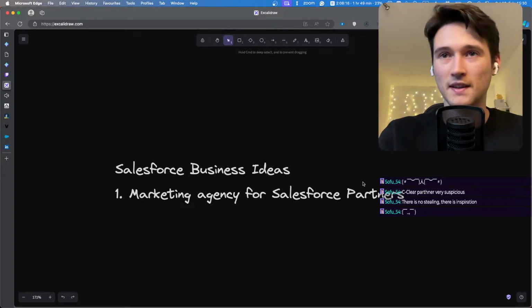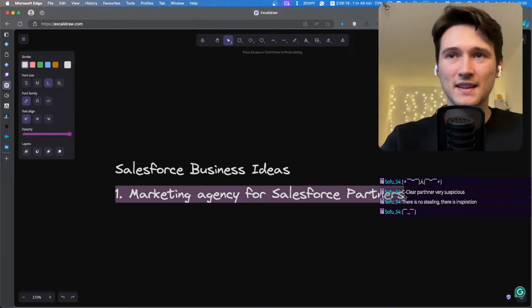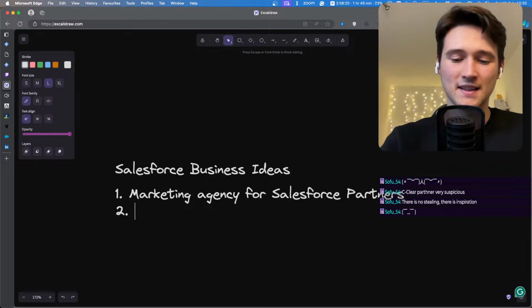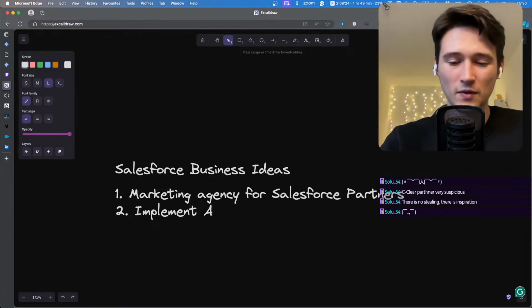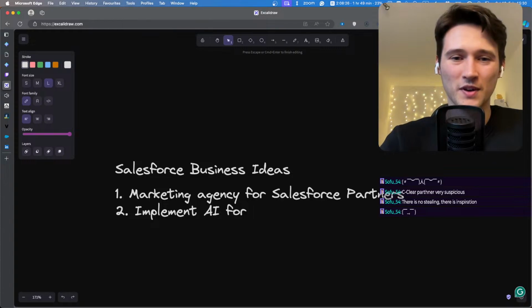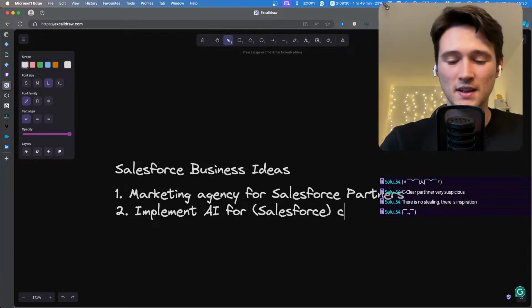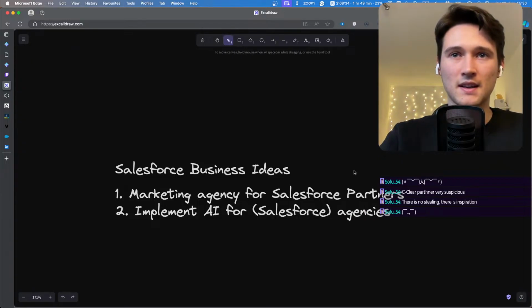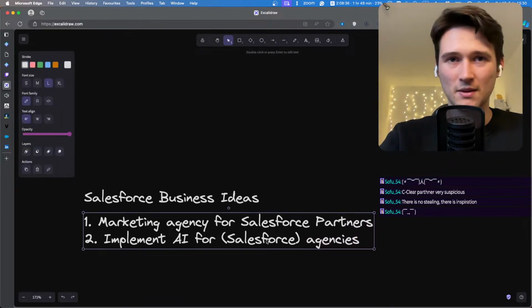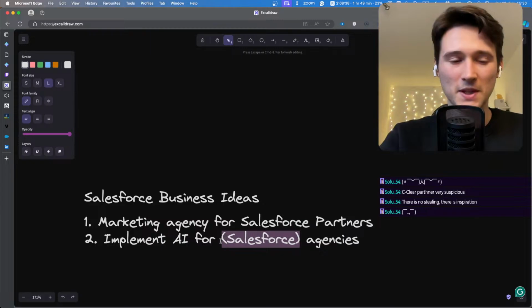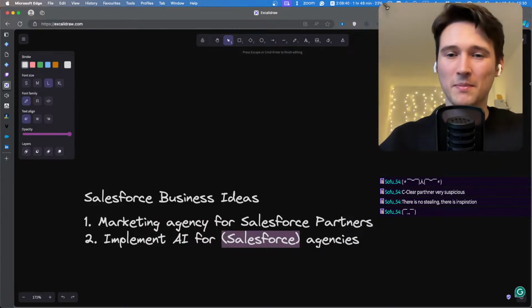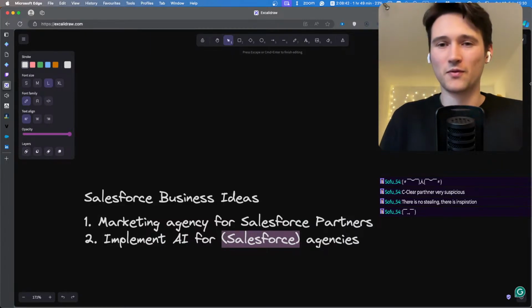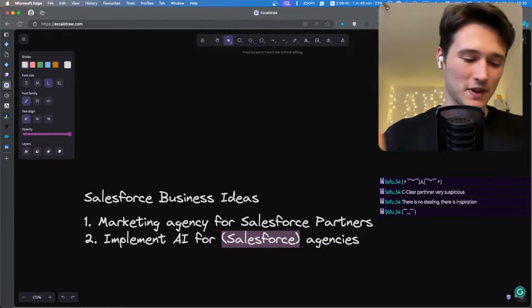So that was idea number 1. The second idea is to implement AI, of course, for Salesforce agencies. You can also put it in parentheses, because it is of course not only focused on Salesforce itself. You can do it with any other company.